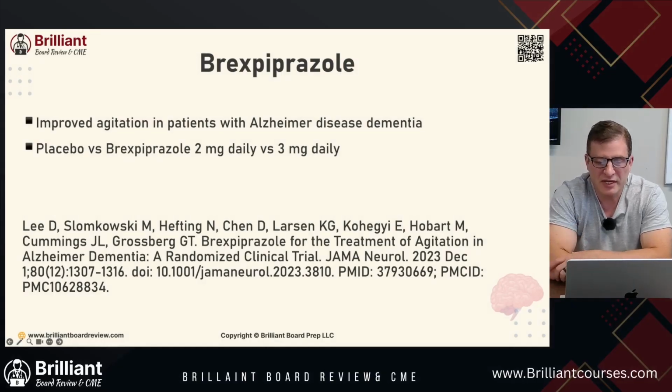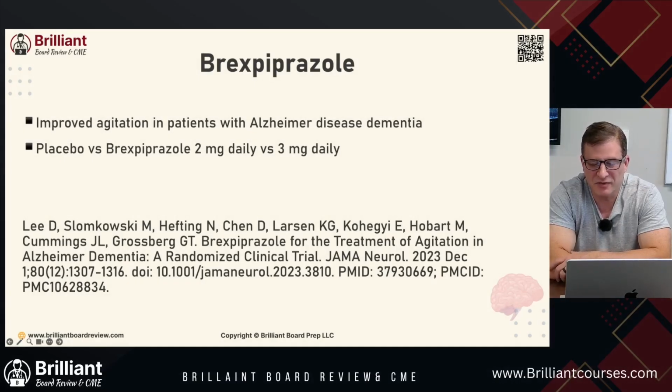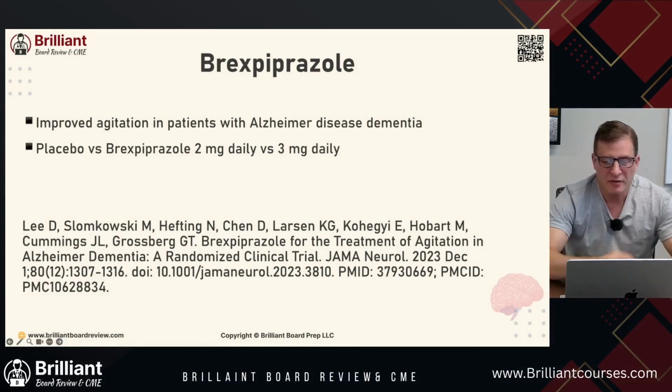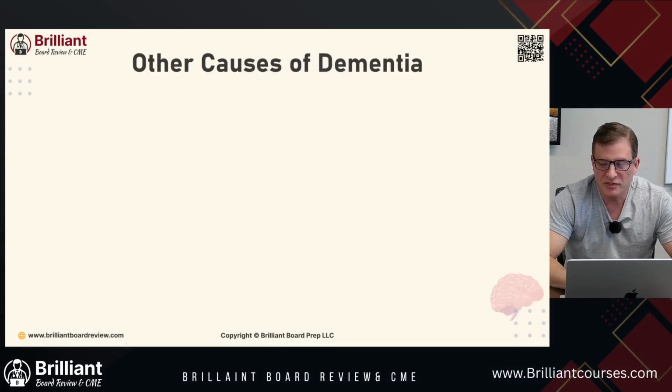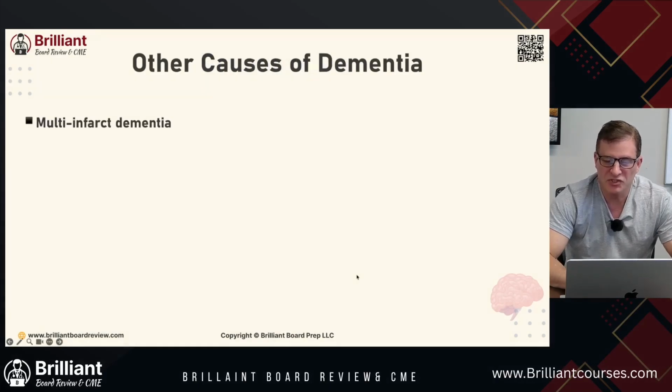So these patients had a great improvement. This could be a life-saving drug for providers and nursing staff in our nursing homes, home care, and in the wards and ICUs. Other causes of dementia: multi-infarct dementia. CT scan shows hypodense areas of both white and gray matter without enhancement.